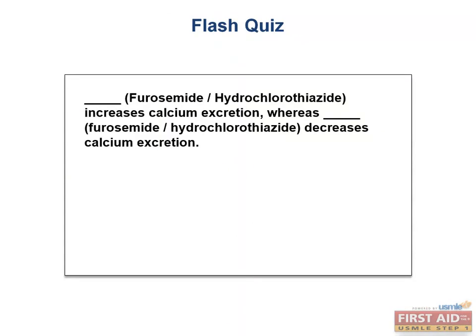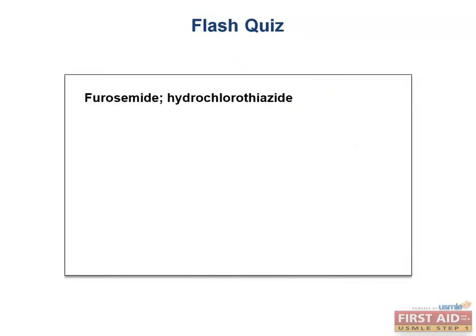Alright, let's try a flash quiz. Blank, furosemide or hydrochlorothiazide, increases calcium excretion, whereas blank, furosemide or hydrochlorothiazide, decreases calcium excretion. The answer is furosemide increases calcium excretion, and thiazide, hydrochlorothiazide, decreases calcium excretion.